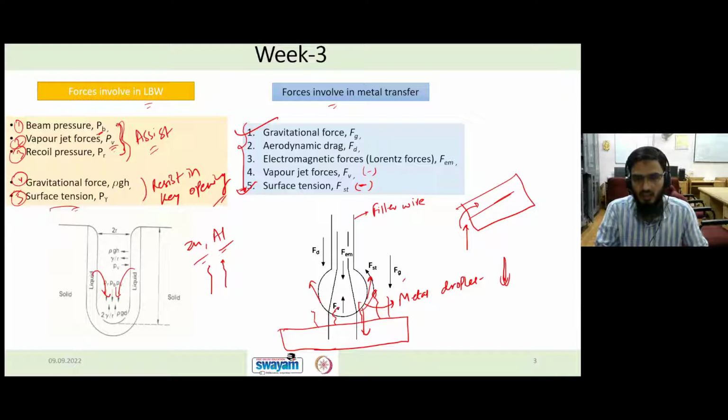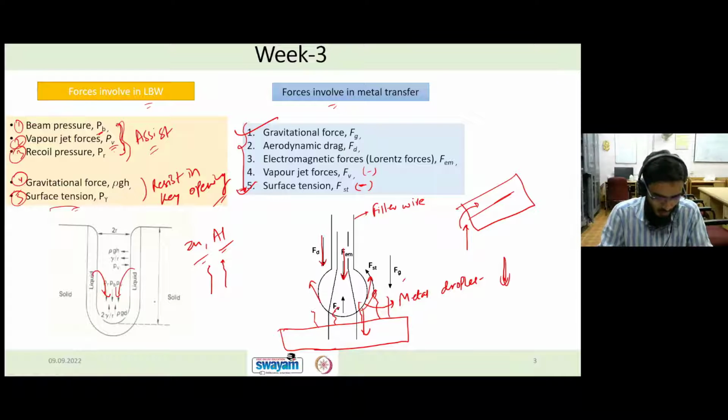Coming to the electromagnetic force and the drag force, which we also call the aerodynamic force, these two forces will be acting towards these directions. And this is how the direction of the forces is in the case of consumable welding processes. So I hope it is clear.